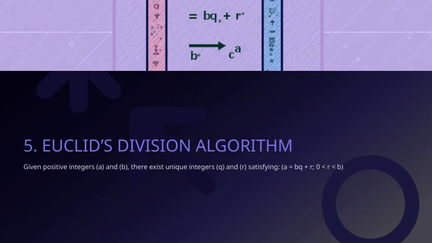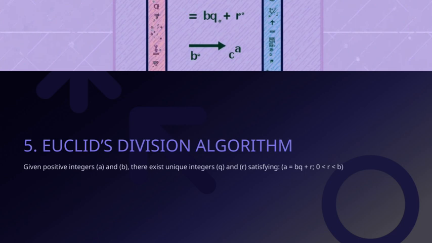Let's take a closer look at what this slide is telling us. When we have two positive integers, which we'll call a and b, there's a special relationship involving two other integers, q and r. These are unique, meaning there's only one such pair that fits the description. The key equation is a equals b times q, plus r. Now, the important part is the condition on r, which has to be greater than or equal to 0 but less than b.